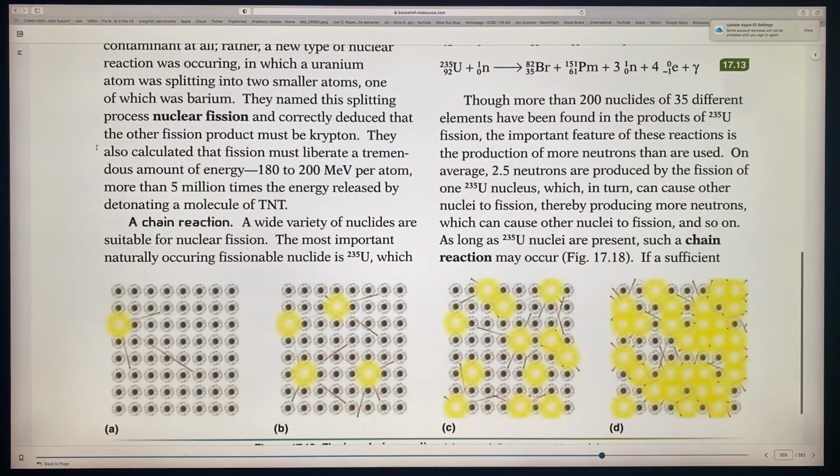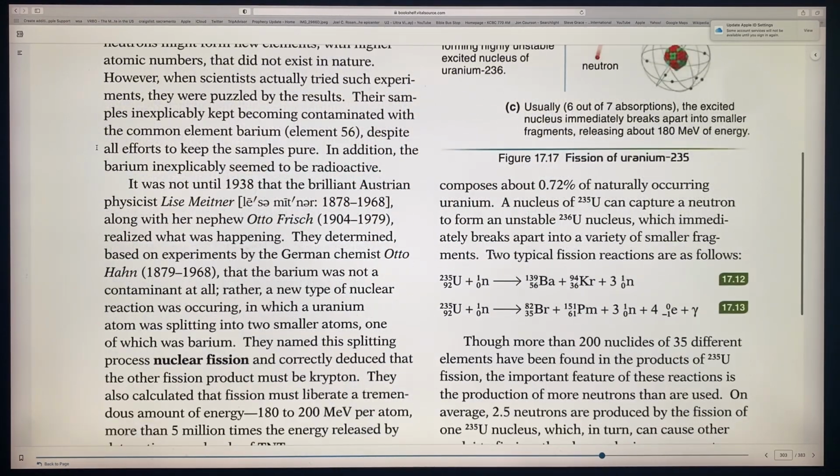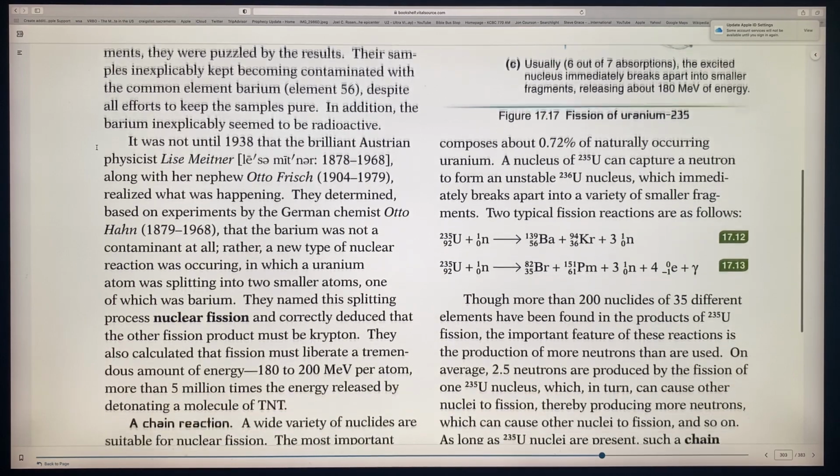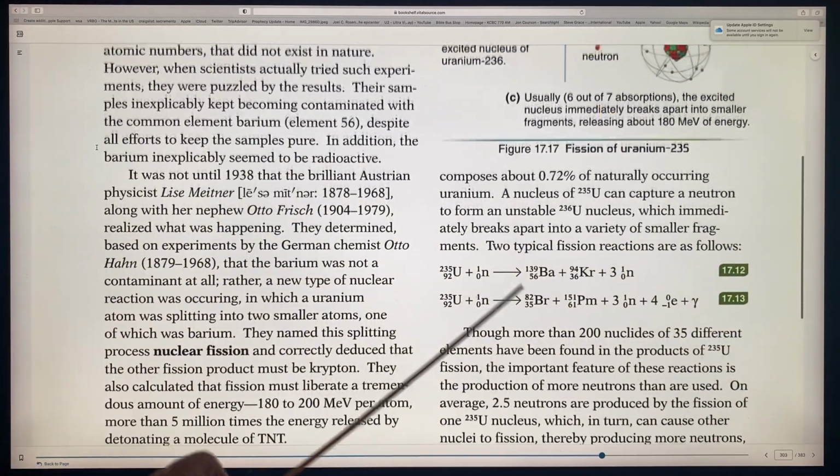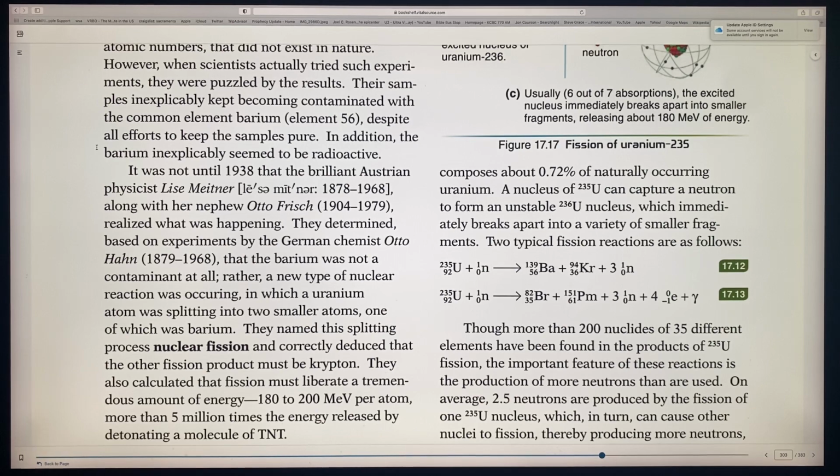But going on, we have to have uranium-235, which only composes about 0.72% of uranium. That is a really rare type of uranium. And this nucleus can capture a neutron from the unstable 236 and break this apart. And here's the equation for what I just talked about. This is how you would write it.